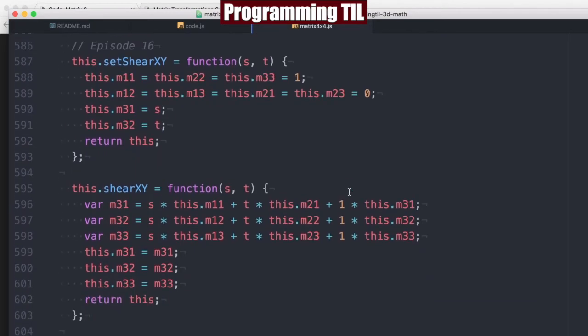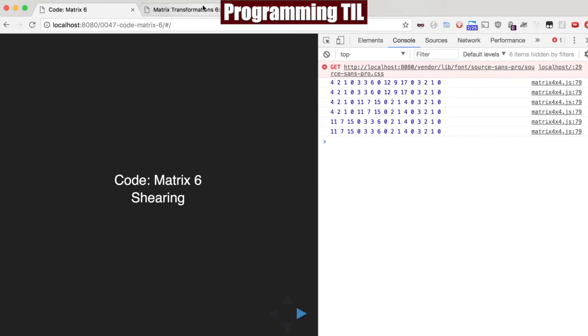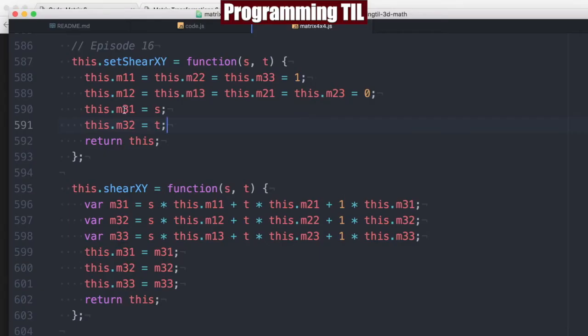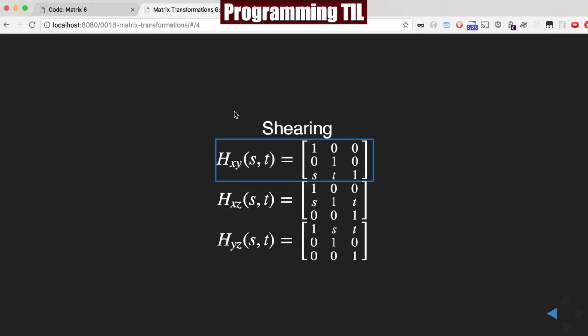Each of these, setting the shear, basically sets everything to zeros and ones except for the elements which need to be set to s and t respectively, and that is given by this formula right here. So shearing xy, we're going to set the s and t for the n31 and n32 values. Then the shearing itself is basically performing that matrix multiplication for each of these elements such that it ends up being exactly what we need, not touching any of the rest of the elements. And that's what a shearing will do.